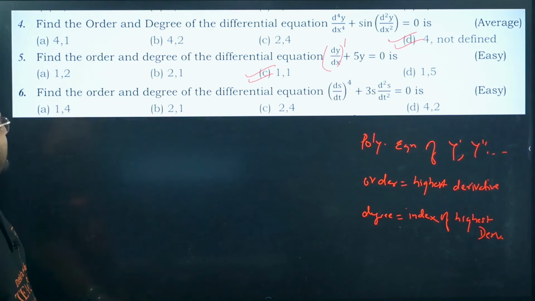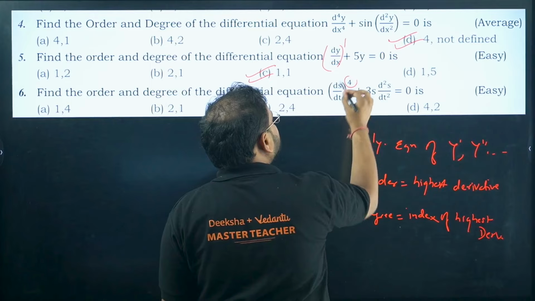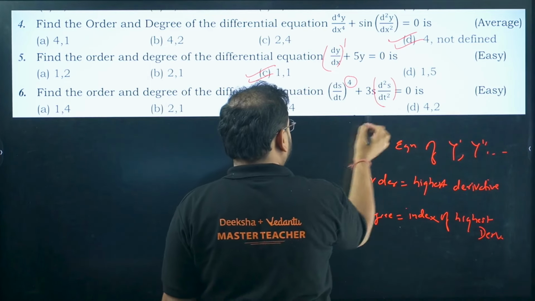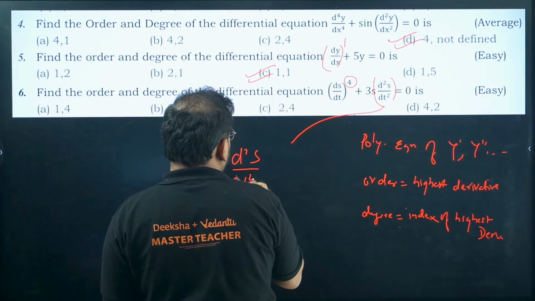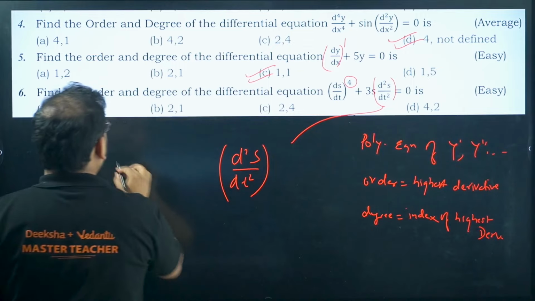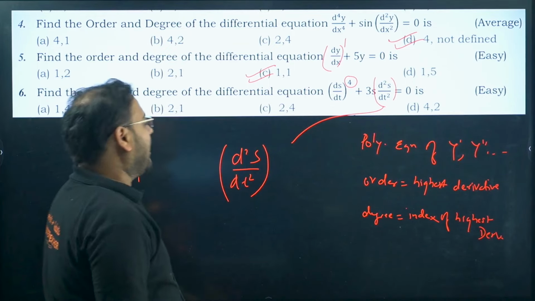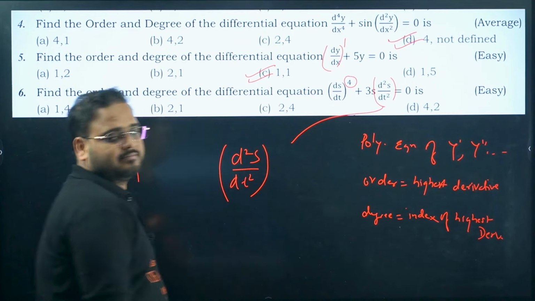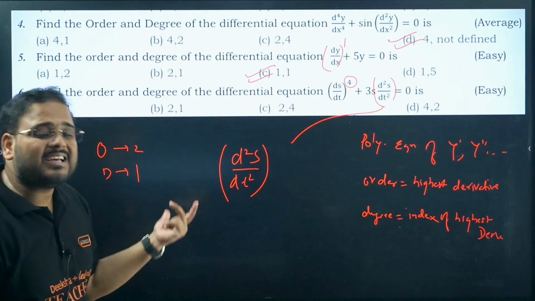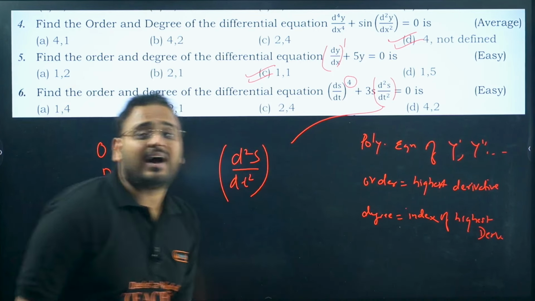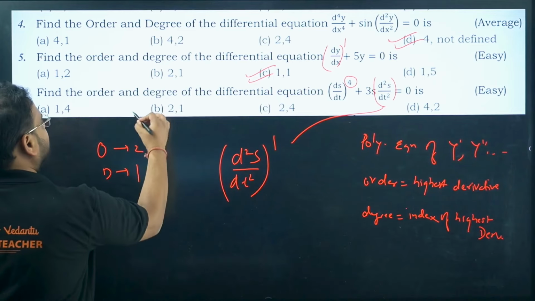Next question. Find the order and degree of the differential equation given over here. Please check. You might think the degree is 4, but no. Check here. d square s upon dt square is there, no? So what is the order over here? The order is 2, and the degree is 1, because the highest derivative is the second derivative. So the order is 2, and degree is what? The index, the power of the highest derivative. What is the power over here? 1. The answer is 2 and 1, in that order.